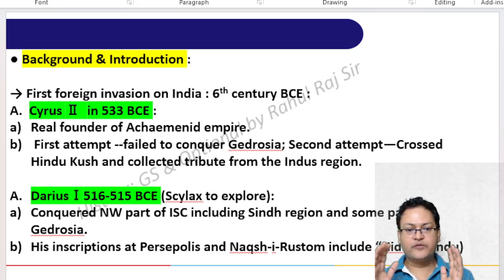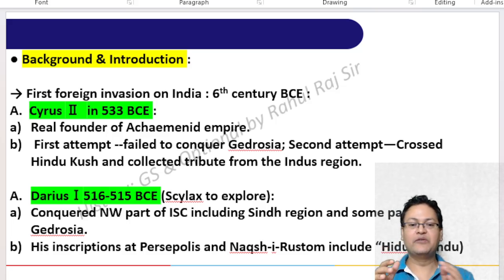So the first recorded foreign invasion on India is the Persian invasion. Wait a minute, some of you will say, sir, what about the Aryan invasion? See, this is a separate debate that we'll discuss some other day. Today it is largely considered that it was basically Aryan migration, and not invasion.